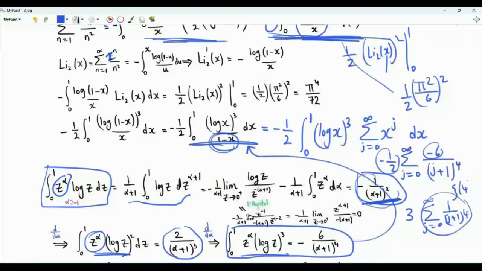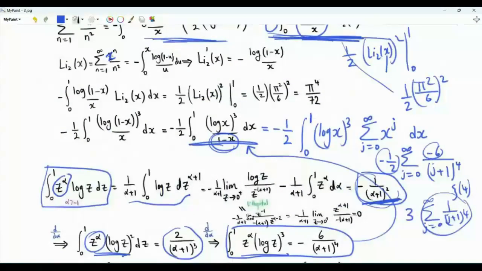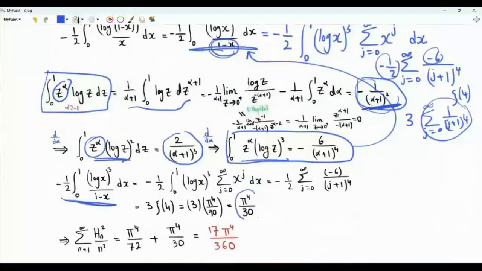This is exactly zeta of 4, which is pi to the power 4 divided by 90. This integration here is pi to the power 4 divided by 30. That's it. We can now combine our results. We have pi to the power 4 divided by 72, pi to the power 4 divided by 30, and their sum is 17 pi to the power 4 divided by 360.